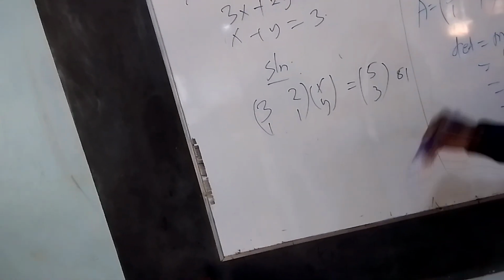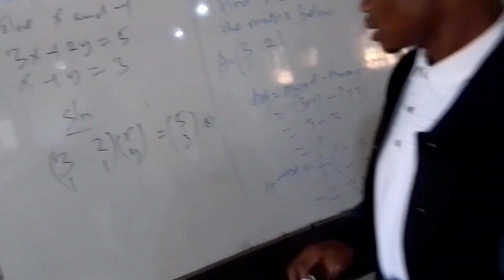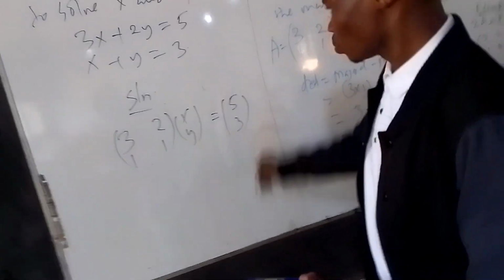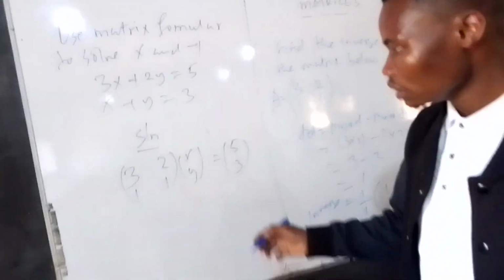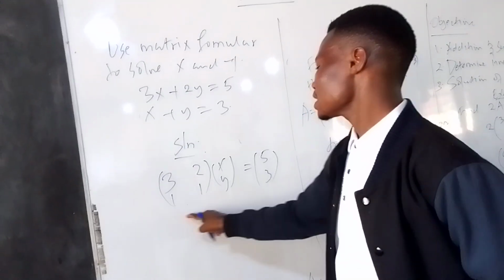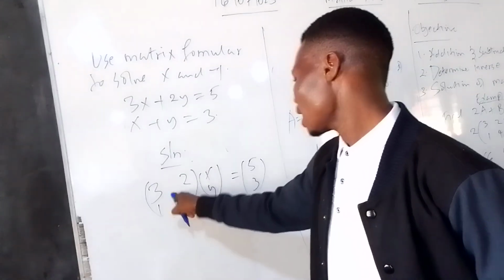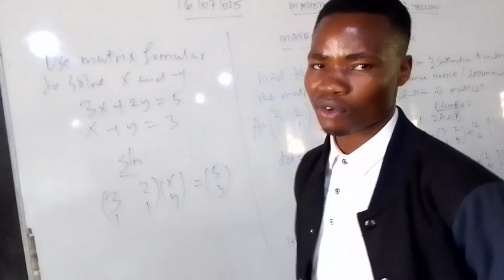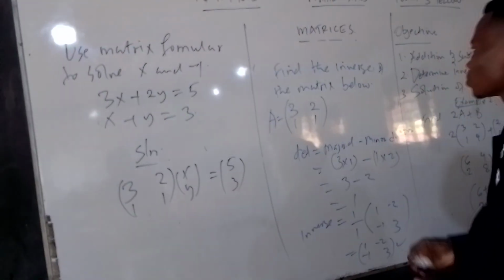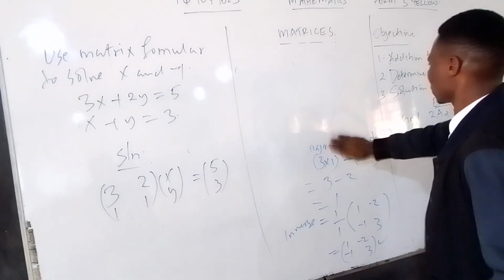If you are writing up to this end, already you have 1 mark from me. If I was the marker, you have 1 mark. But anyway, we can continue. How shall we find the value of x and y? It is very simple. Find the determinant of this, find the inverse, then whatever you will have, you multiply by this end, then you have your answer. Let us do it together.